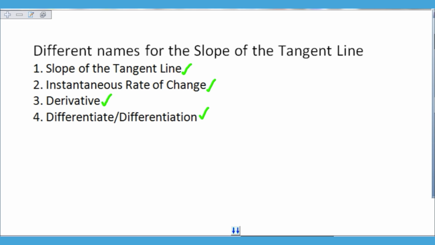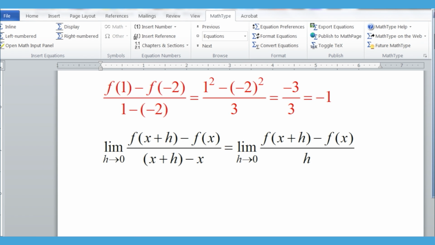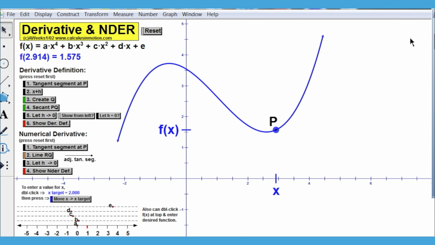Now it's time to go to calculus of motion and give you a visual of what we're doing. All right, so here's the deal. The only way we know how to find any rate of change is to do average rates of change, and that involves 2 points. So we're going to start with that concept, and then we're going to put a little calculus magic on it. Remember, our end goal is to find the slope of that tangent line at P.